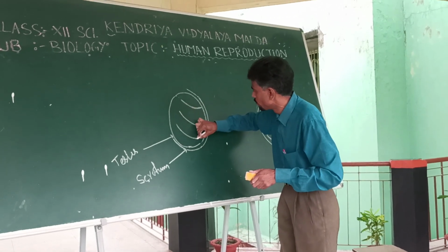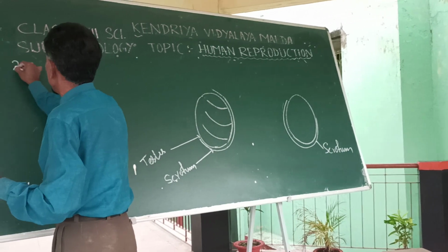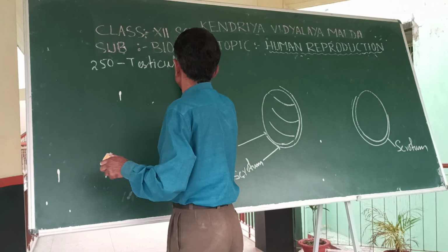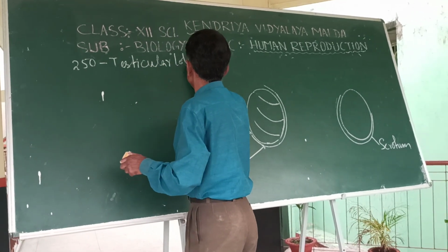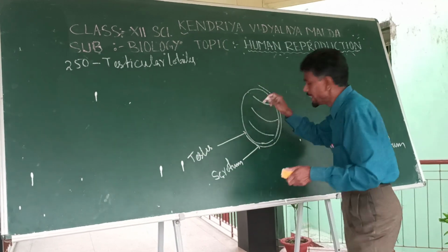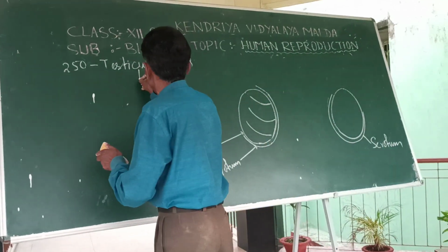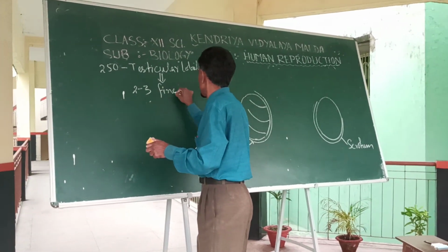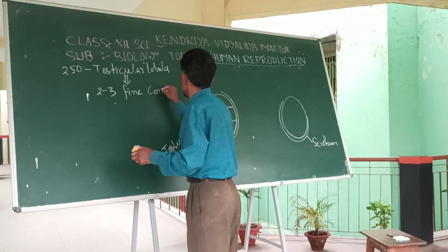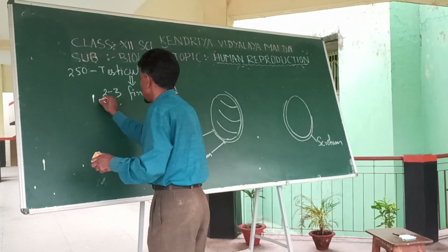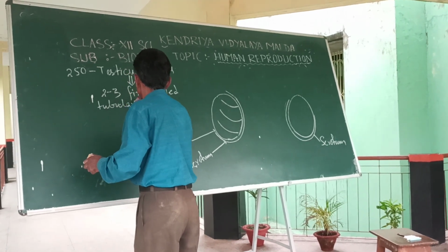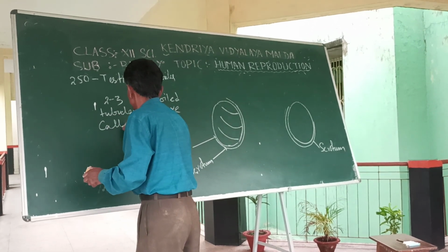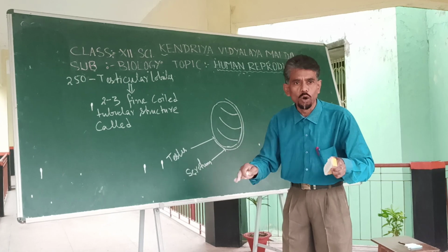So how many are there? Nearly 250 testicular lobules. Each testicular lobule contains 2 to 3 fine coiled tubular structures called seminiferous tubule.